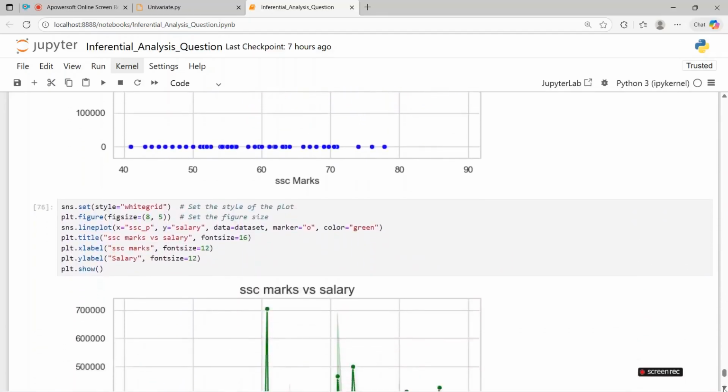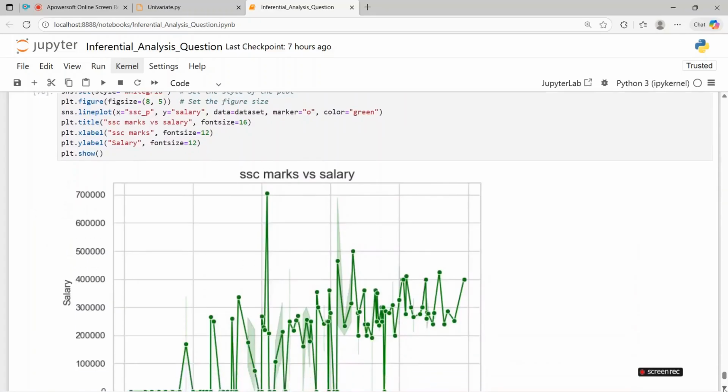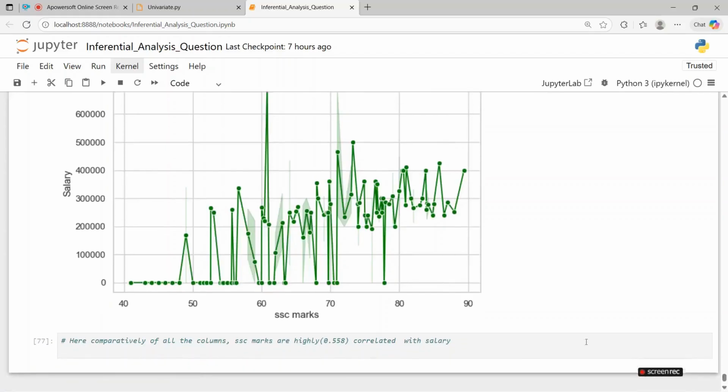To understand further, we have the line plot for SSCP and salary column. And we can see for some points, whenever the marks are increased, the salary is increased. But for some points, when the marks are increased, the salary is decreased. Comparatively, the highest correlation for the salary column is with SSCP marks.